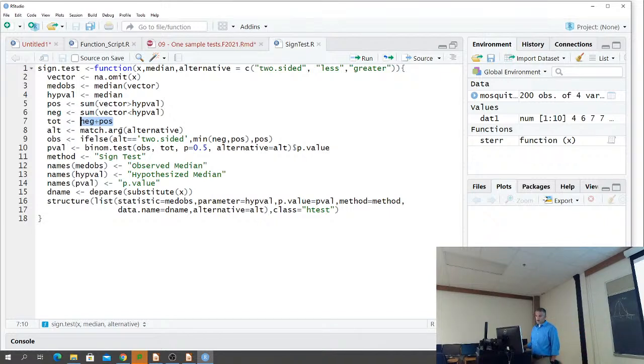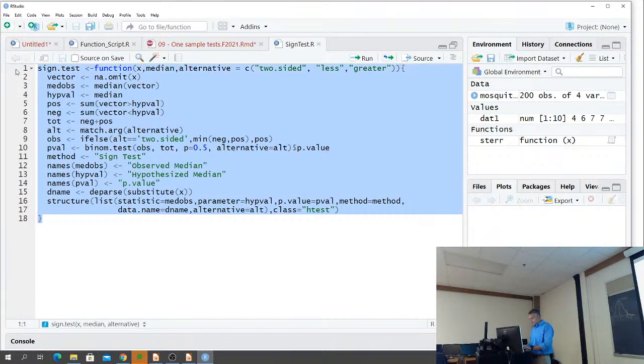And then our alternative and obs, this basically is figuring out, are we going to do a greater than test or a less than test or a two-sided test? That's all that this is working on, because that gets passed onto our binomial test. So we're going to pass how many positive values, actually the minimum of those. That'll be the positive because of how I've had it set up. And it's going to save the p-value, and then it's going to output a bunch of this stuff.